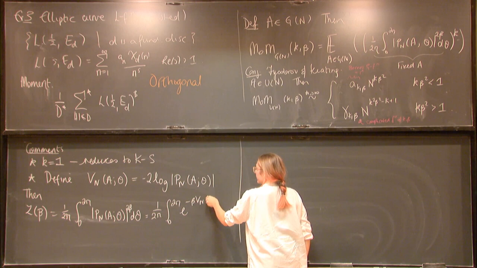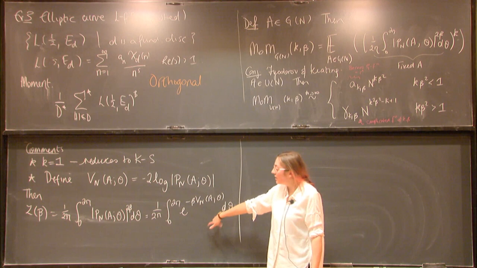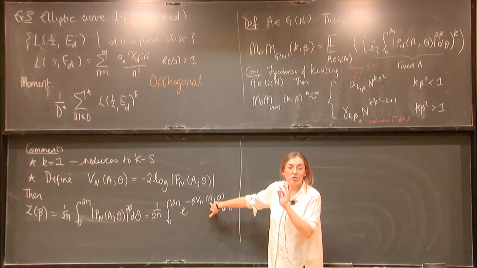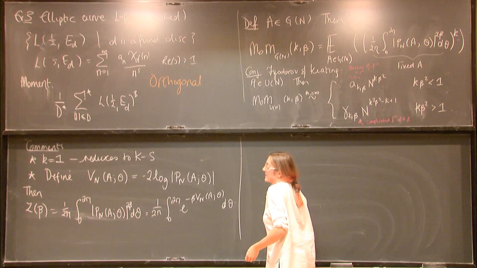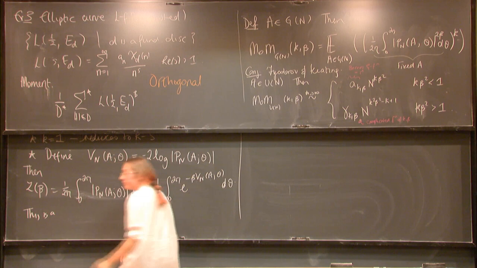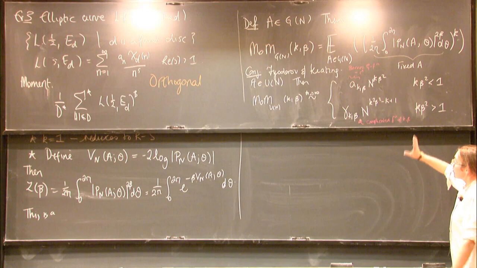The benefit of doing that is that on the right-hand side here, it now takes the shape of a partition function for a system with energy or Hamiltonian given by V sub n and inverse temperature beta. So we can apply statistical physics techniques. Is this just the unitary case? This is for the unitary case; I'm specializing in a moment to the unitary case.